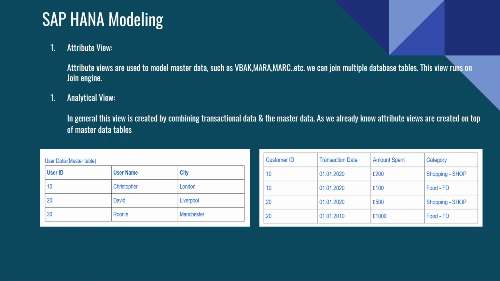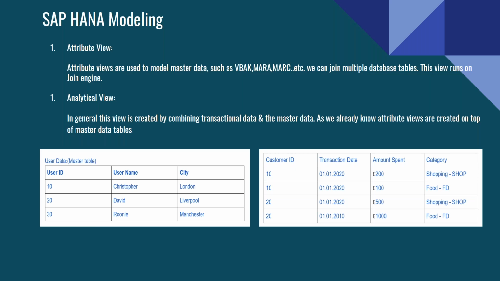Attribute views are used to model data such as VBAK, MARA, MARC. So we can join multiple database tables. This view runs on a join engine, which is a part of the SAP HANA architecture.